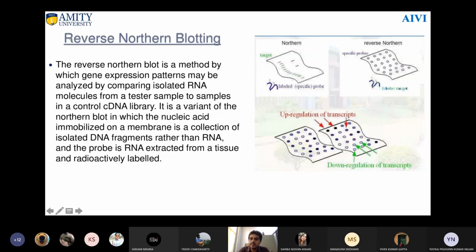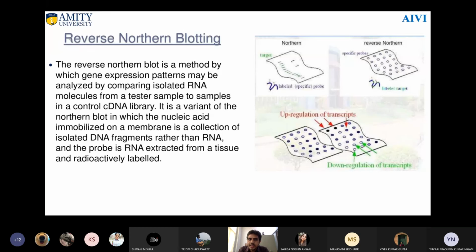Okay, so another application is the reverse Northern blotting. This is a technique where you are using a DNA and want to check whether that mRNA is there or not. In this blotting method, gene expression patterns may be analyzed by comparison of isolated RNA molecules from a test sample and a control sample against a cDNA library. It is a variant of Northern blot in which the nucleic acid immobilized on a membrane is a collection of DNA.